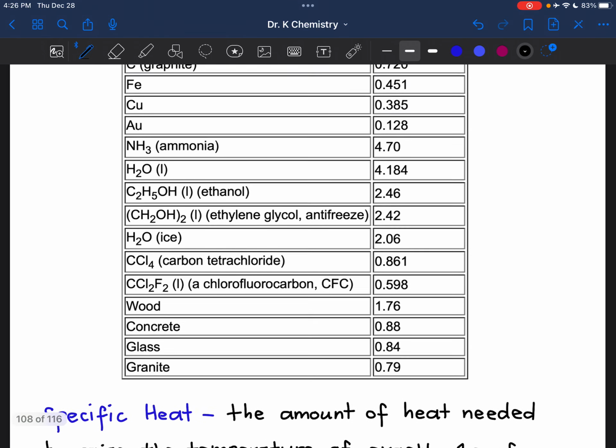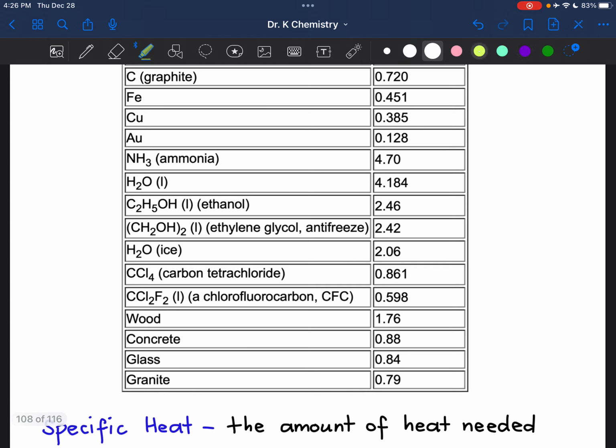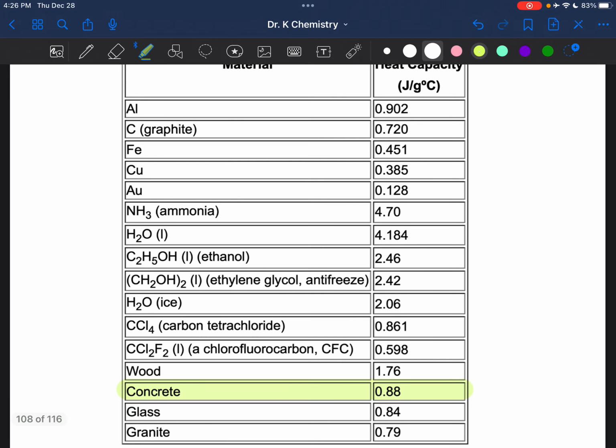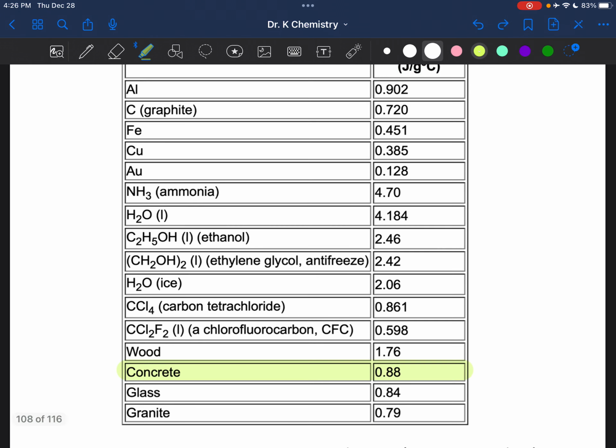And if we take a look at the table and the values in this table, notice that the specific heat of concrete is 0.88 joules per gram per degree Celsius, and we'll see where these units come from in just a moment. Whereas the specific heat of water is 4.184. So the specific heat of water is a lot higher than the specific heat of concrete, which means that water can absorb a lot more heat before it changes temperature. And this is why it takes a lot more energy for water to heat up than it does for concrete or various metals to heat up.